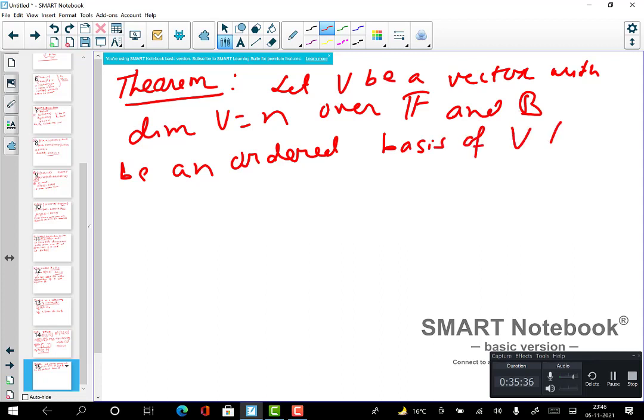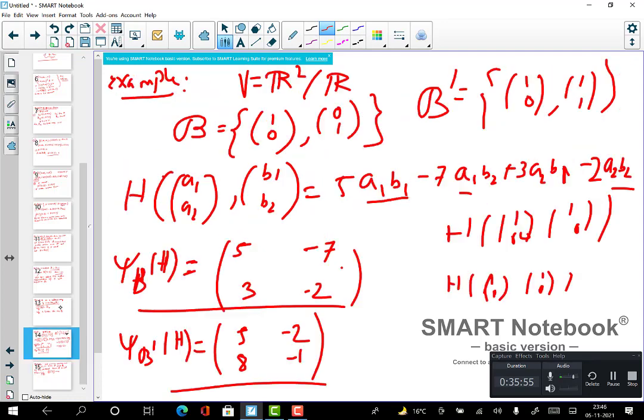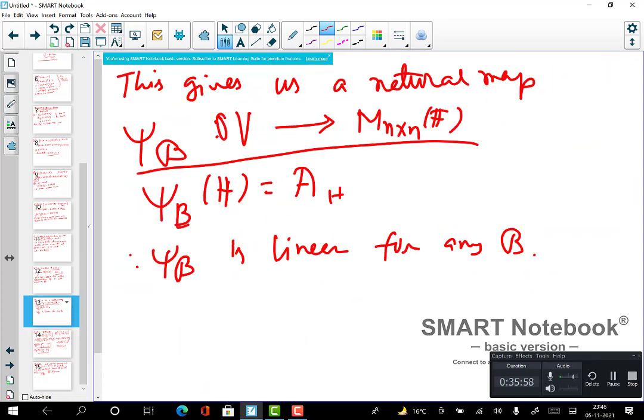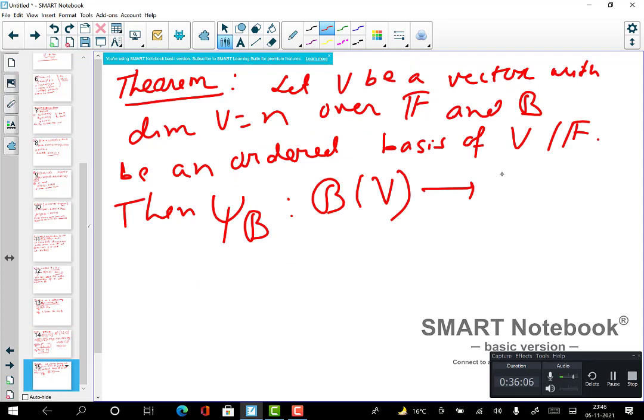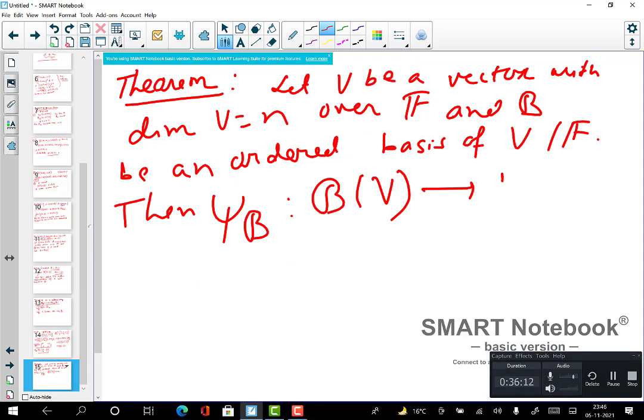Of B over N. Okay. So now if this is given, then what is my claim? Then the claim is that this map psi B from BV, which takes bilinear forms and attaches them, so this should be BV, not V. You take bilinear forms and send each to this thing. Psi B is from BV to this matrix, n cross n of F.